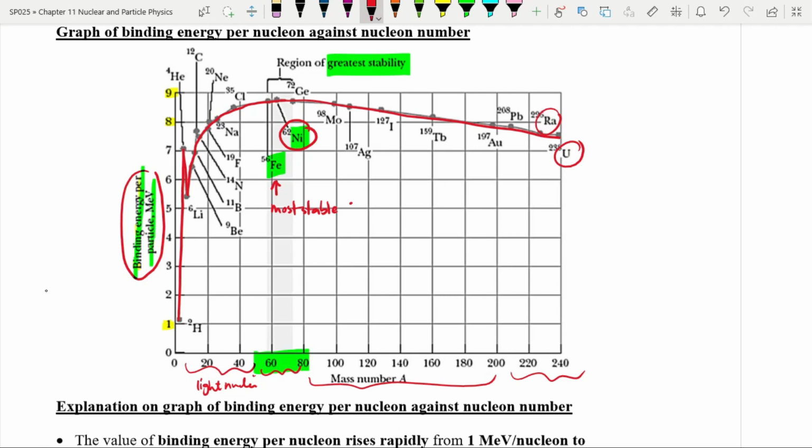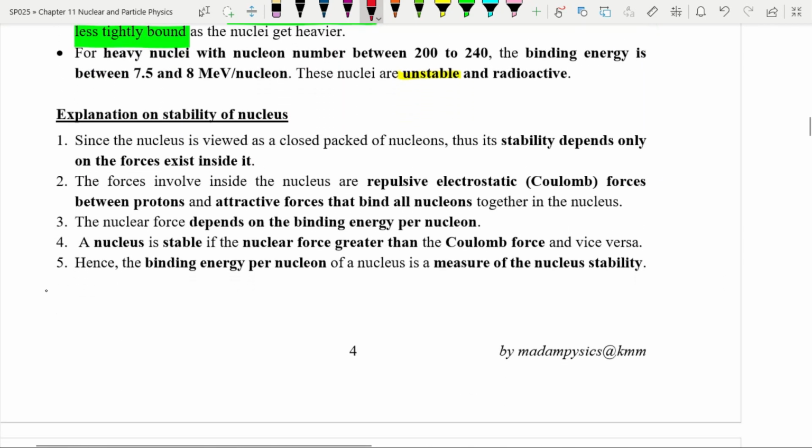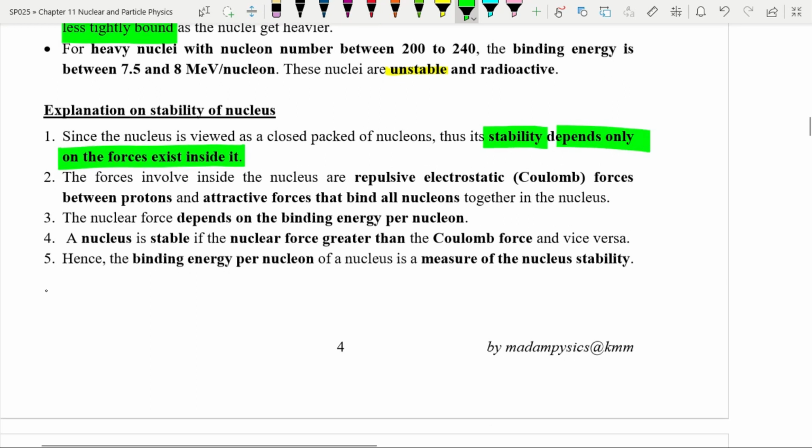Okay, so explanation untuk stability of nucleus dekat sini. Okay, so stability of nucleus ni of course depends on the binding energy. Binding energy pun depends on the forces yang bond the proton and neutron in the nucleus. Okay, so dalam nucleus tu kita ada satu force yang dipanggil sebagai repulsive force antara proton dengan proton. Okay, dan juga attractive force antara proton dengan neutron untuk form nucleus. Okay, dan of course force ni yang akan determine the binding energy per nucleon tadi.